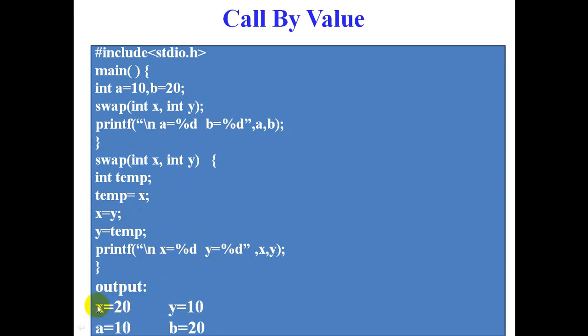Here in the output you can see the formal parameters x and y are swapped, and the value of x becomes 20 and the value of y becomes 10. The actual parameters are not disturbed by the formal parameters, so the values of a and b remain the same. So in call by value, the formal parameters will just take a copy of the values of the actual parameters, and these formal parameters are not going to disturb the actual parameters.